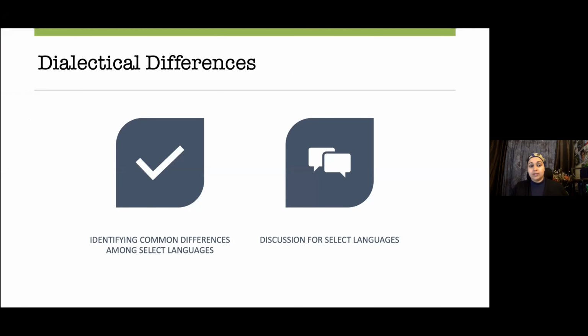So dialectical differences. We always want to identify the common differences among select languages again, and we always want to have that discussion for select languages. So what I'm going to do right now is, I chose 3 languages.